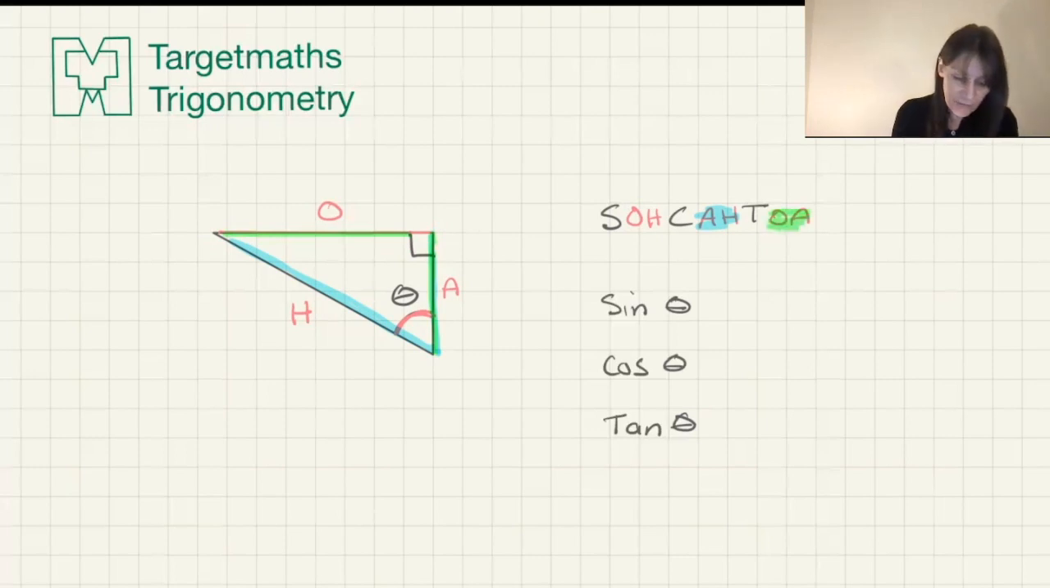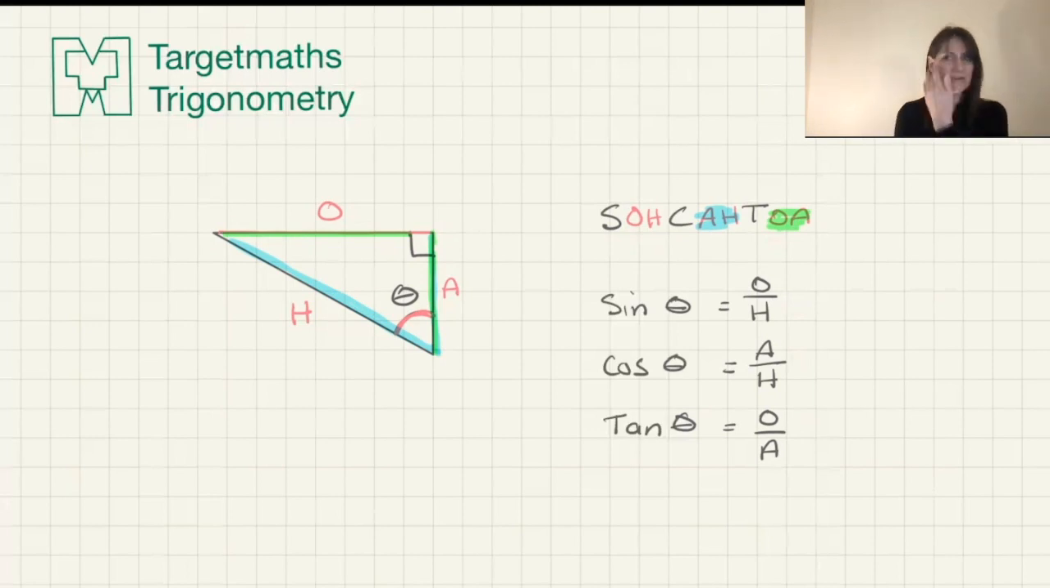So to finish off our actual functions, sine theta is equal to opposite over hypotenuse. Cosine is cos theta, A over H, and our tan is opposite over adjacent. And that's why we learn this as a shortcut to finding one of these. One of these is going to solve the problem.